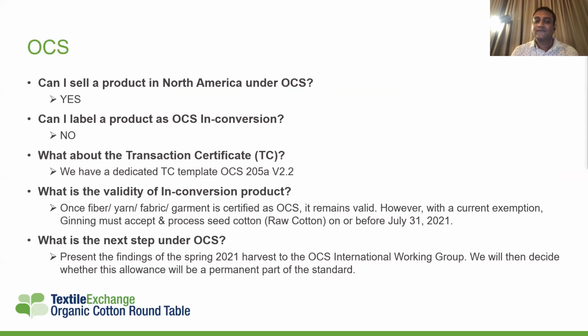As I said, we do have a dedicated transaction certificate template which will identify in conversion and organic products separately. So for brands and suppliers, it's easy to understand. Validity: as I said, the first point of entry is July 31st, because after that the ginning won't operate. But once the material is already certified to OCS as a fiber, yarn, fabric, or garment, that product remains valid for a lifetime. And what is the next step?